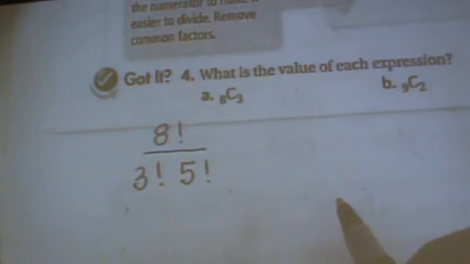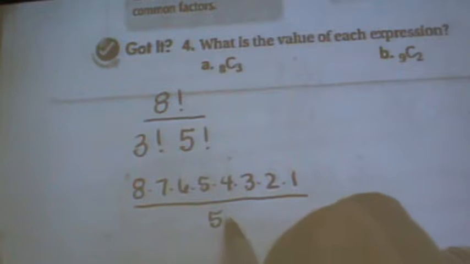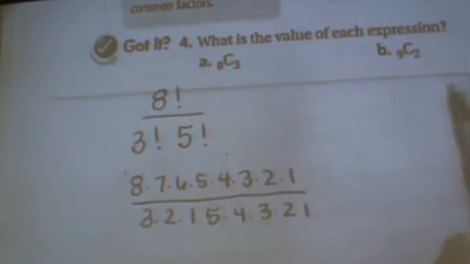Let's practice these 3 together. Make sure everyone can do these. 8C3. 8C3 would be 8 factorial over 3 factorial times 5 factorial. So by hand, 8, 7, 6, 5, 4, 3, 2, 1, and then 5, 4, 3, 2, 1, that's that one, and 3, 2, 1. What cancels? Those.